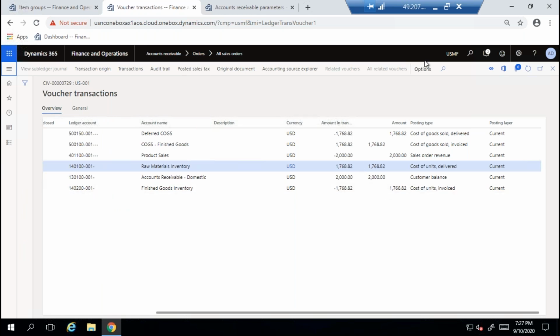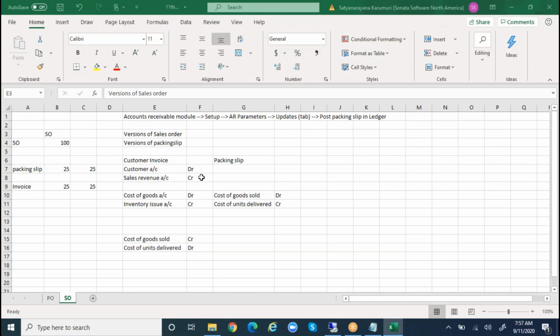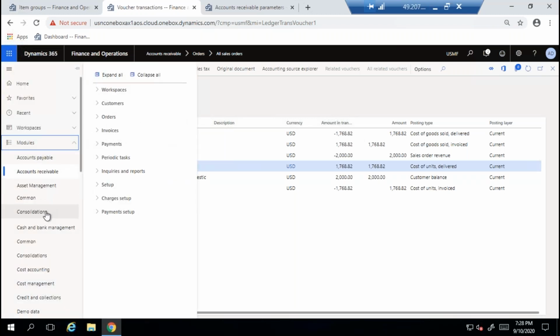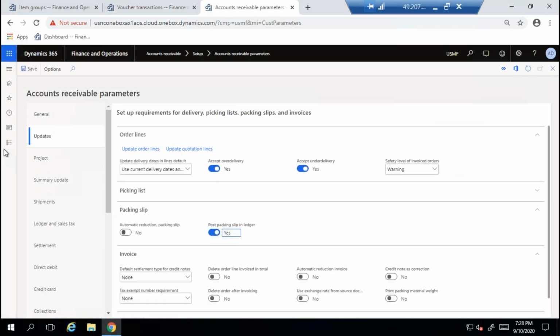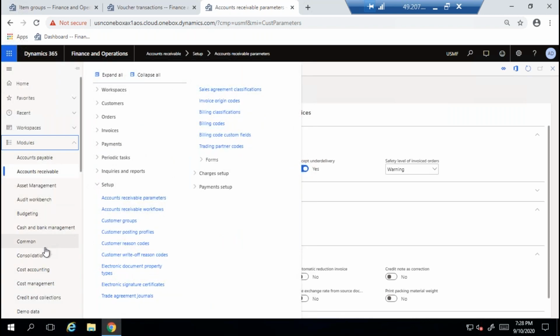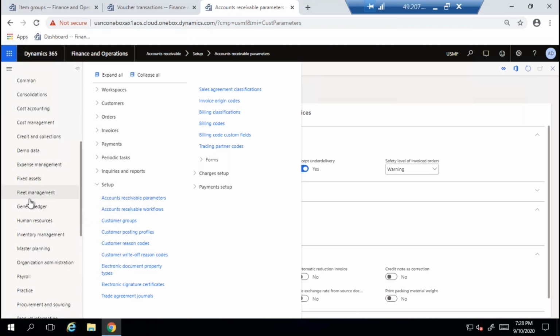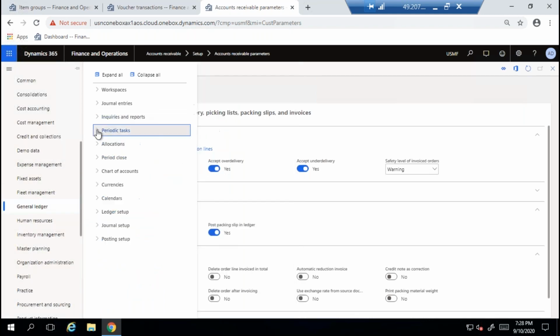No, my question is, if you go to general ledger and voucher transactions, can you go to general ledger and voucher transactions? Okay, 1 minute, let me go to this one. Yeah, general ledger and voucher transactions. You can see all of the voucher transactions there.